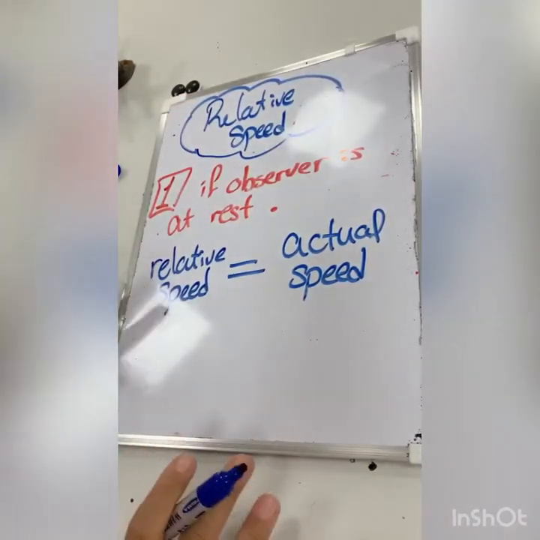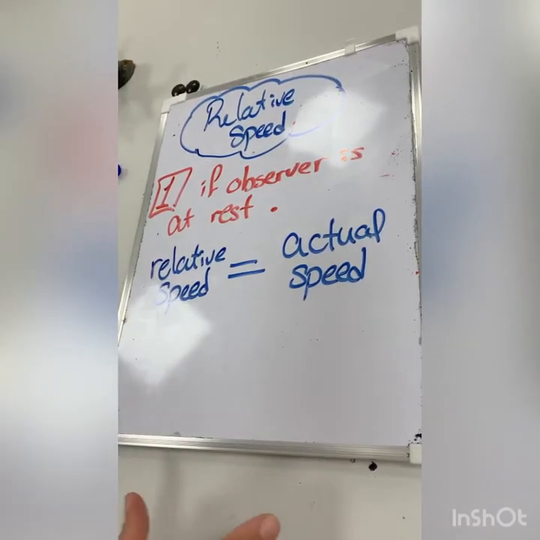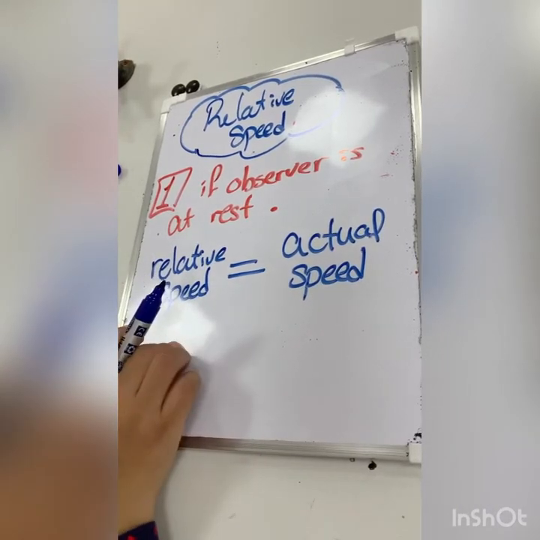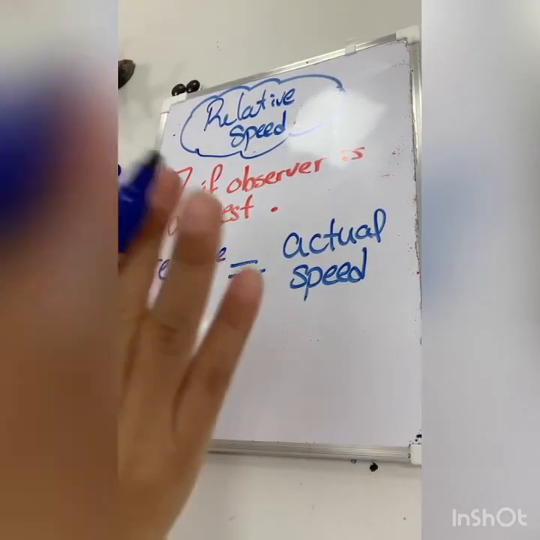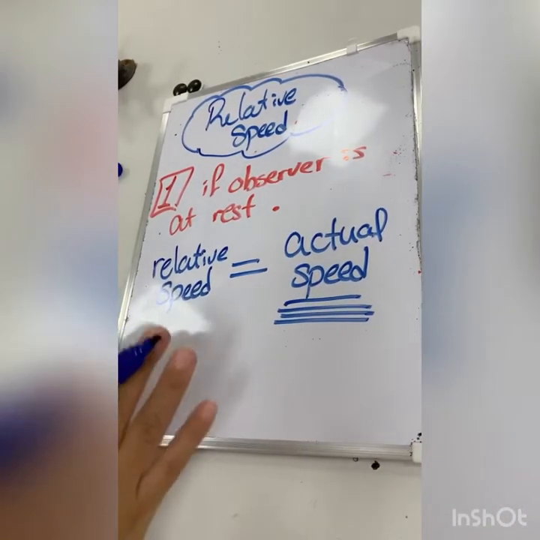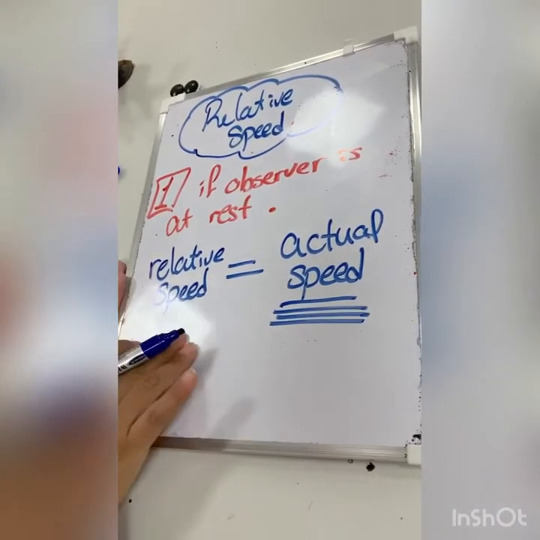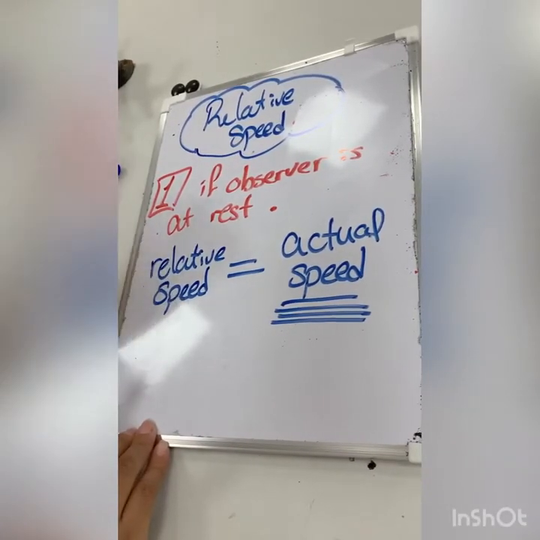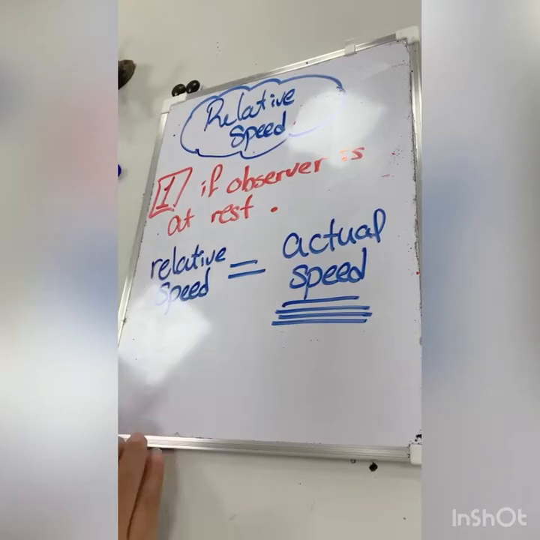The police officer, when he is standing on the pavement, at rest, not moving at all, will find that the relative speed that he is seeing is the same as the actual speed of the car. So in this case, relative speed equals actual speed if the observer is at rest.